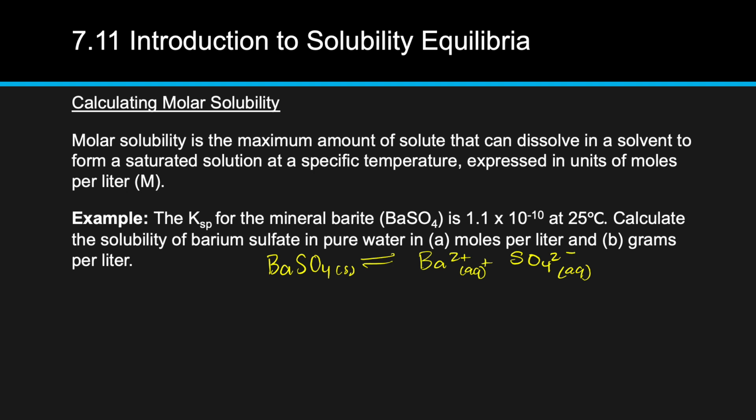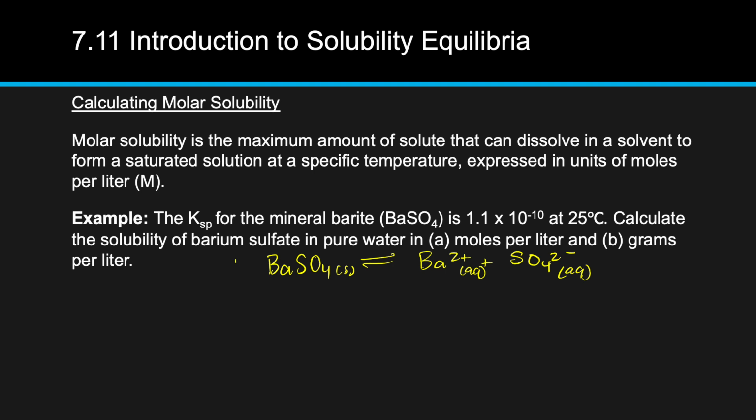Now from here, the only value we're given to start this question is 1.1 times 10 to the negative 10th for KSP. So if I do an ICE table to figure out what my values are for each of the ions in terms of X, I can plug that into the KSP expression and solve for whatever X is. So let's start with the ICE table.